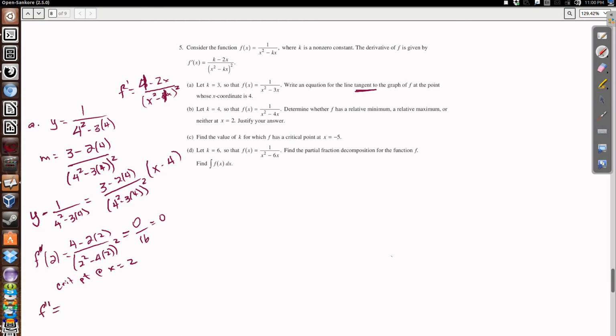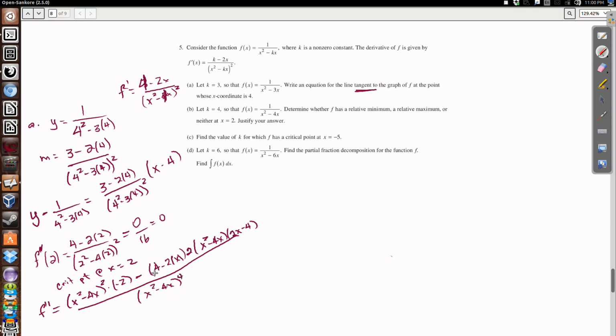So looking at the second derivative, it's going to be the denominator, x squared minus 4x, squared, times the derivative of the numerator, which is negative 2, minus my numerator, 4 minus 2 times x, and times the derivative of the denominator, which is 2 times x squared minus 4x to the first, times the derivative of what's inside, which is 2x minus 4. And this is all over my denominator squared.